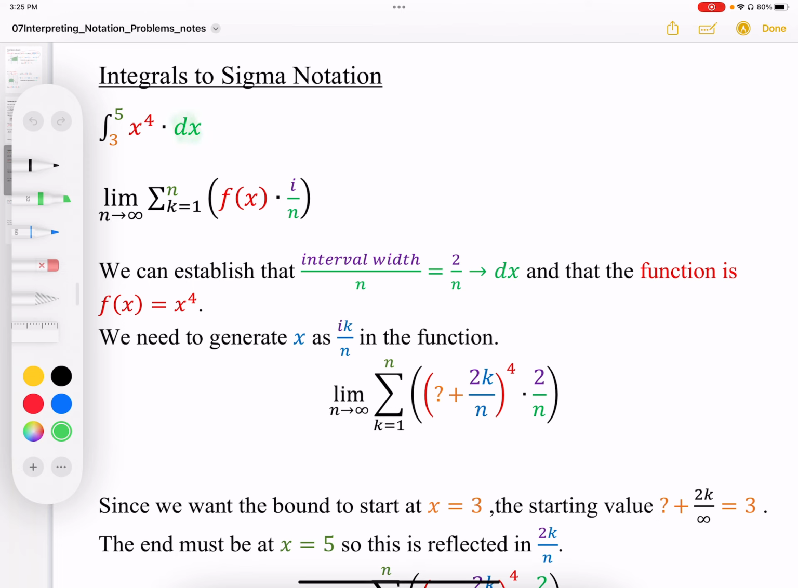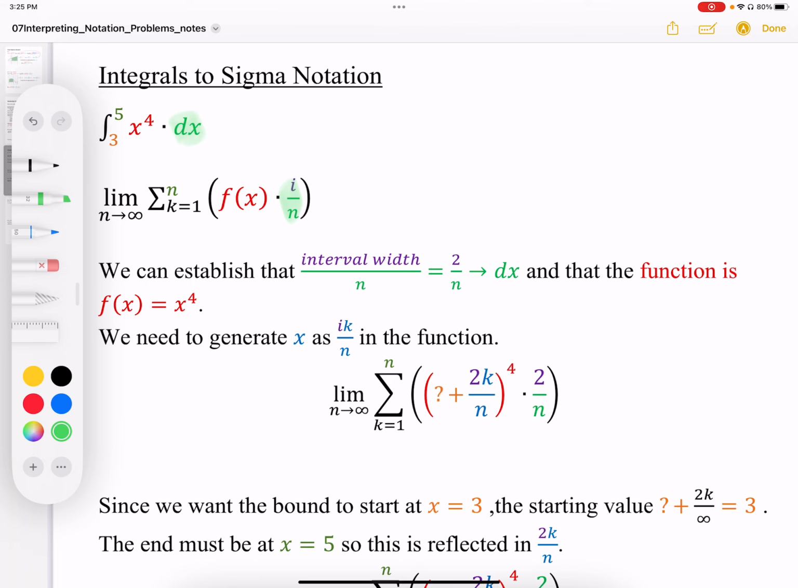The main one is dx, and that's going to be the easiest part because that dx needs to be in the sigma notation as the I over n, where the I is the interval width. And we also need an f of x part in that sigma notation, and we need to know how the k and n relate to the bounds of that integral notation.